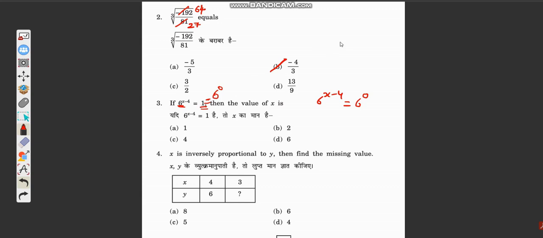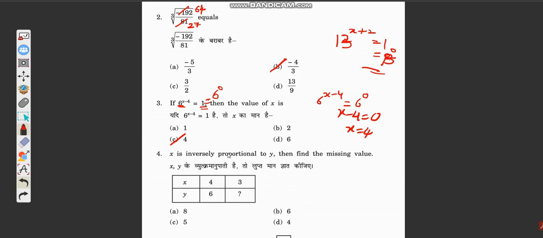If the same question is like this with another base, 2 power x plus 2 equal to 1, then the same 1 can be written as 2 power 0, because the bases should be the same. Then only we can apply the rule that bases equal, powers should be equal. If the base is 3 you have to write 3 power 0. If it is 13 you have to write 13 power 0, like that. Anyways, here bases are equal, so powers should be equal: x minus 4 equal to 0, x equal to 4. So option C is correct.